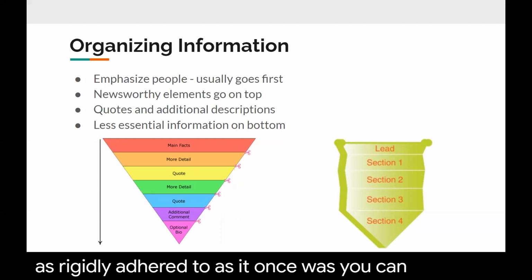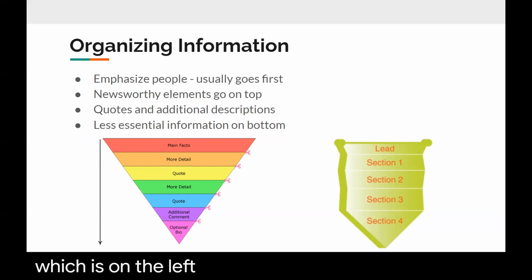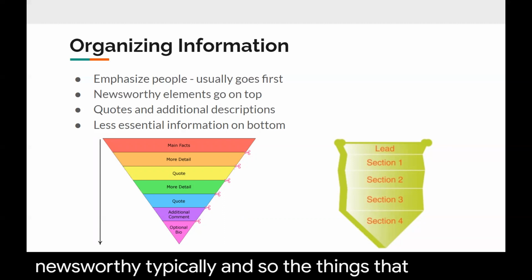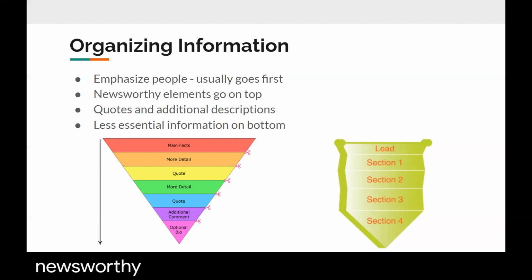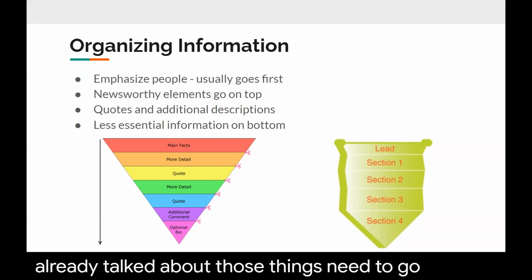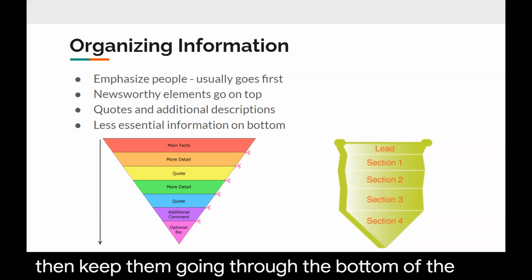So you can organize your information using the inverted pyramid style, which is on the left, or the alternative inverted pyramid style on the right by emphasizing people first. People are what matter. They are what are newsworthy typically. And so the things that relate to your audience the most need to go on top. Those newsworthy elements, the news values that we have already talked about, need to go on top to catch the reader's attention and then keep them going through the bottom of the pyramid.